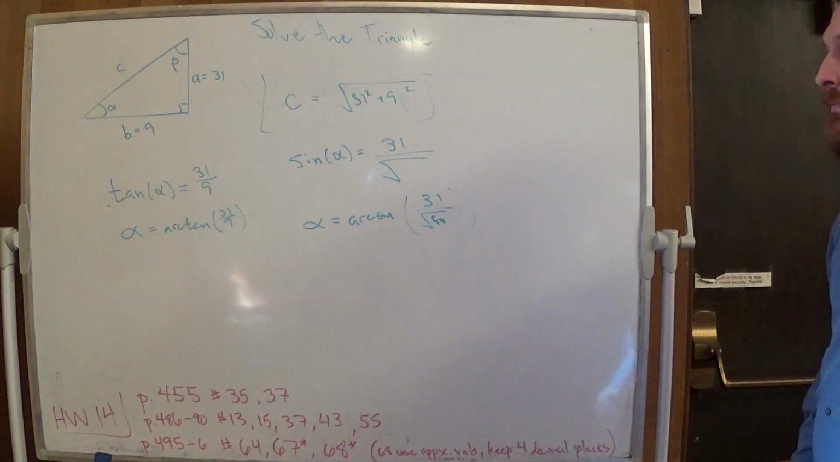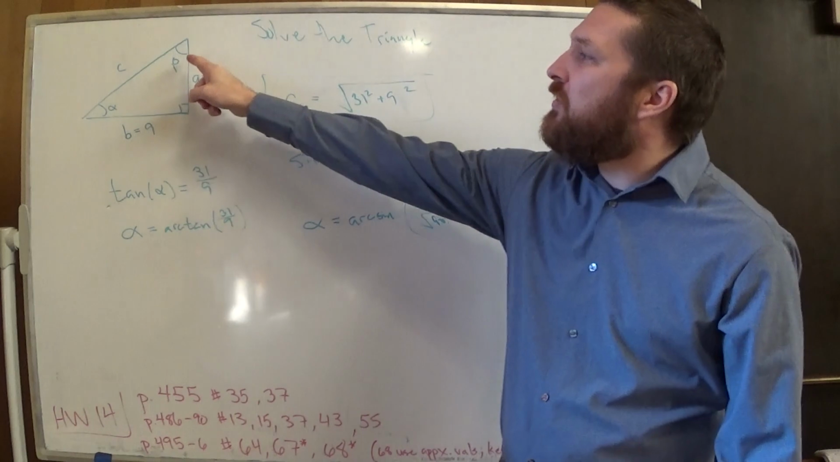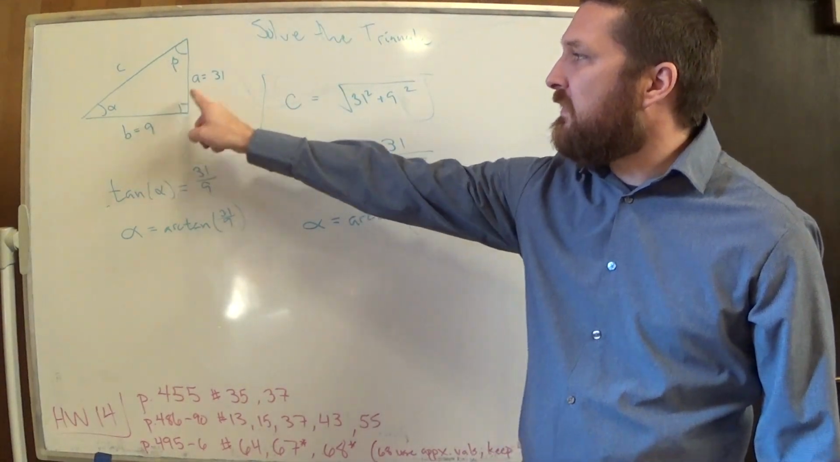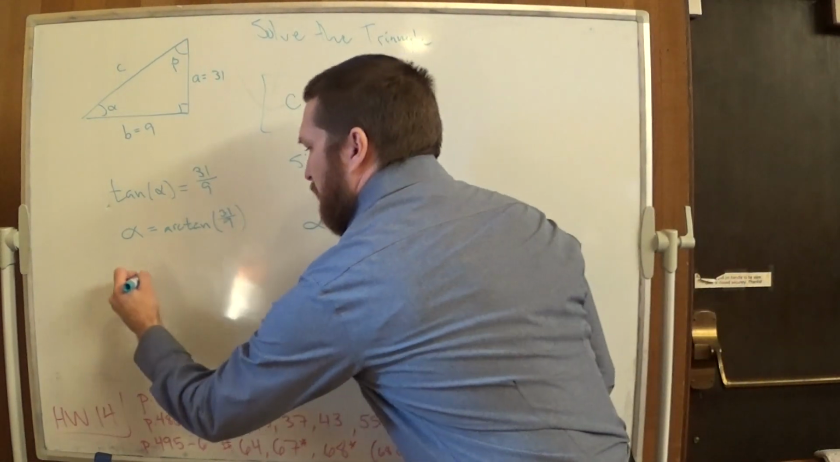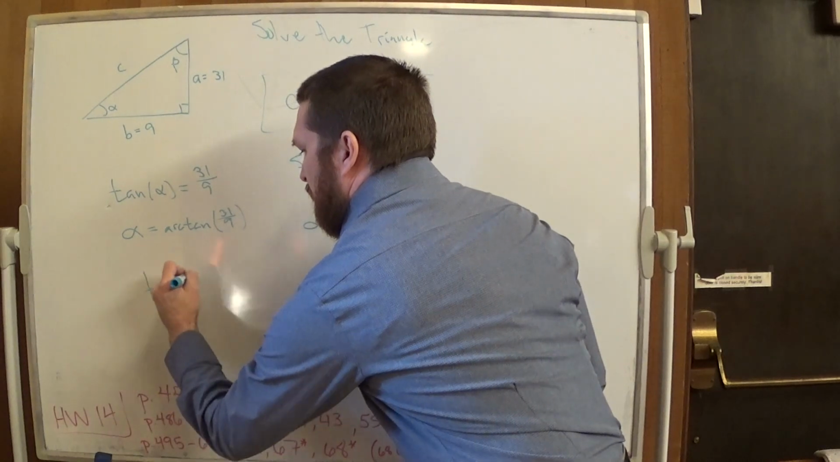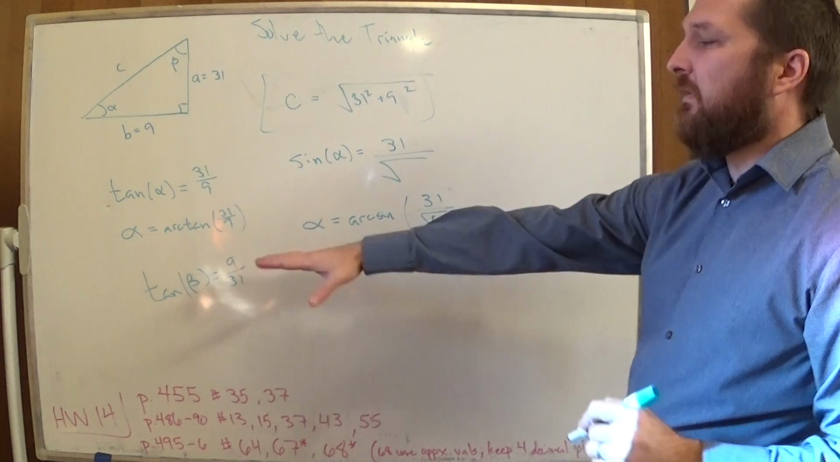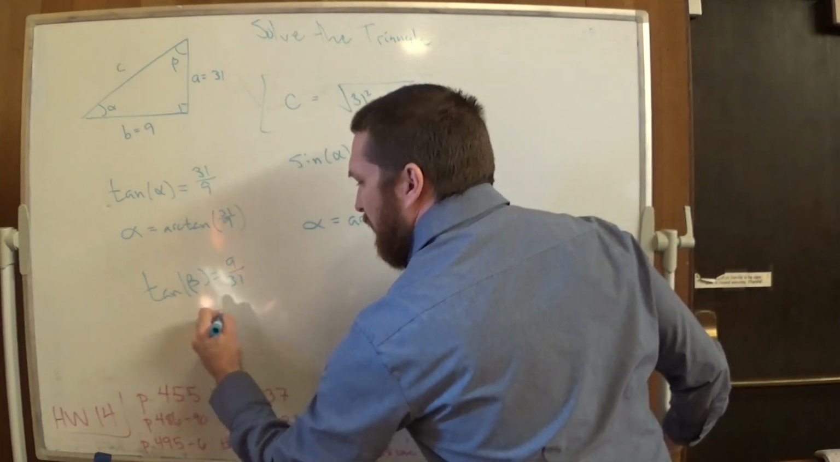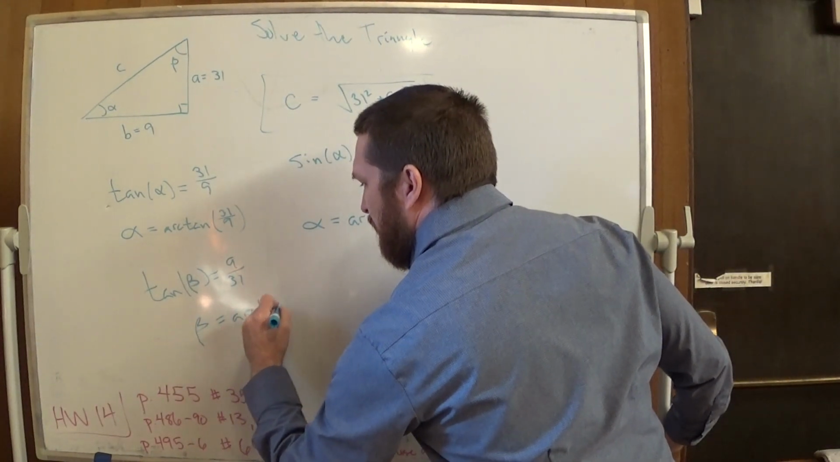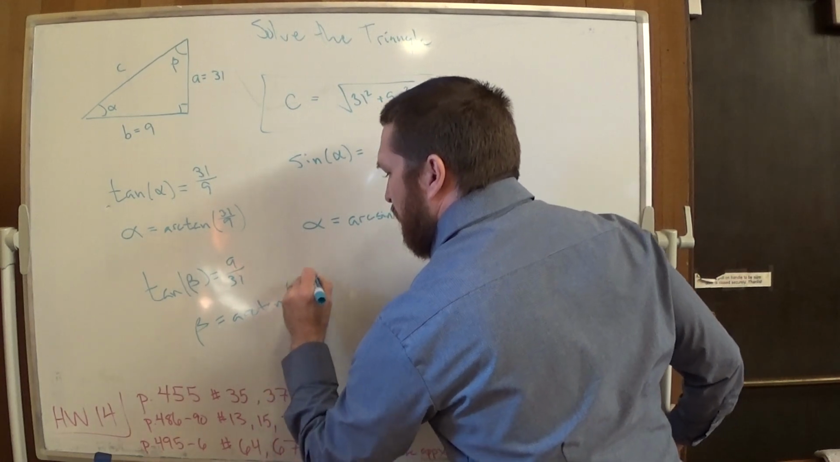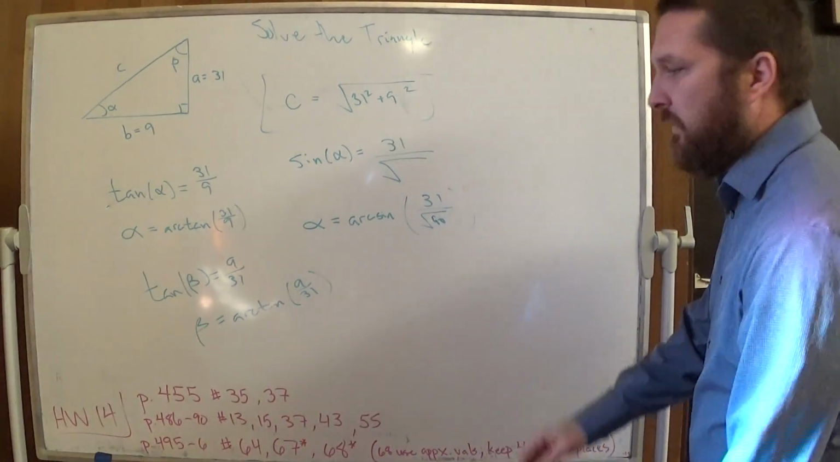Tan again. You could use arctan of this over that, because tan beta is equal to 9 over 31. That's a perfectly good way of doing it. And then you say beta is arctan 9/31. And you're absolutely good.